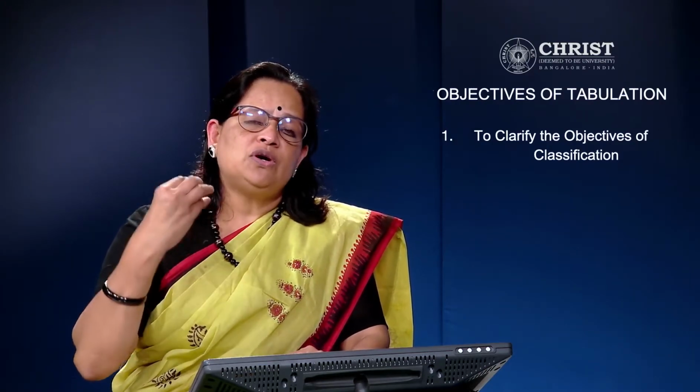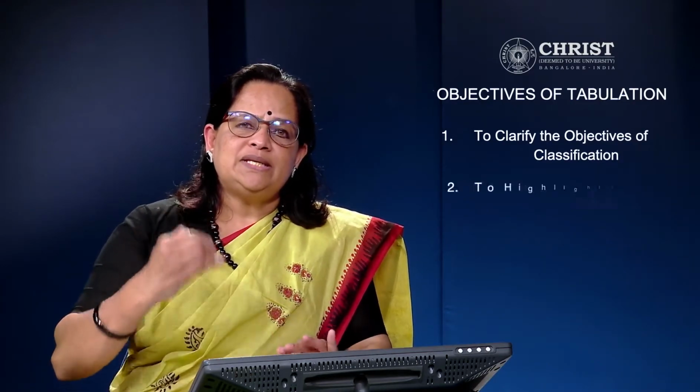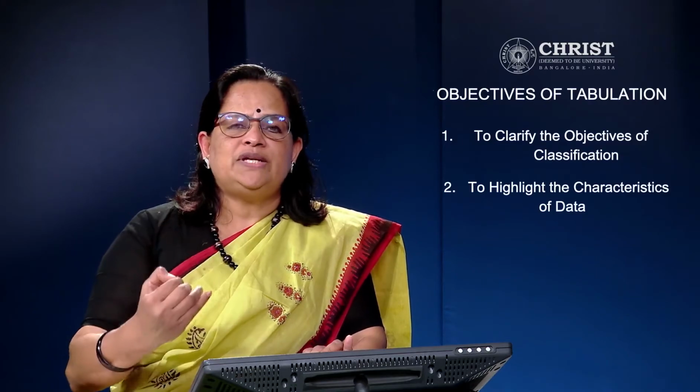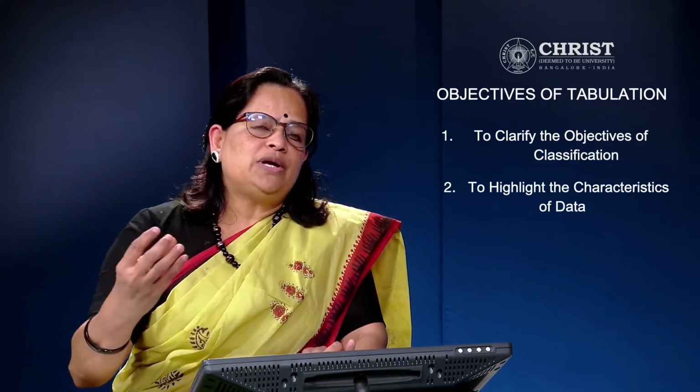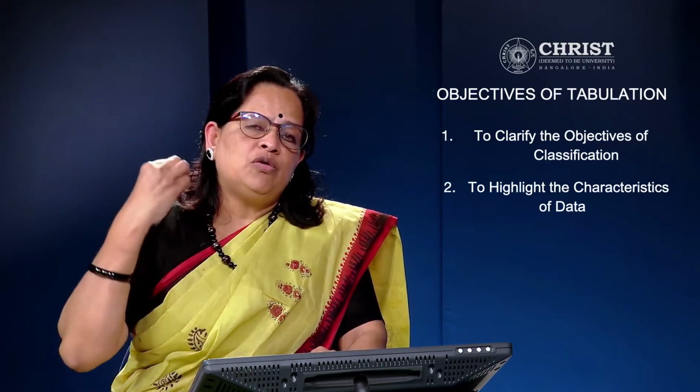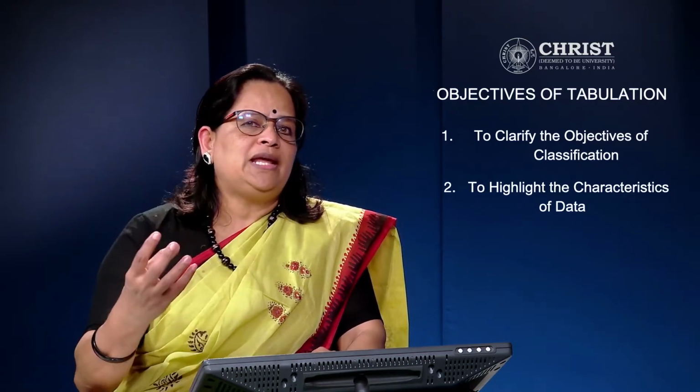Now objectives of tabulation. First one is to clarify the objectives of classification. You will give a proper title: marks of students, height of students, weight of students, profit made by the company. So the objectives of that presentation will be made clear with the title. Second is to highlight the characteristics of the data. What do you want to highlight? If profit is declining or profit is increasing, that you can highlight.